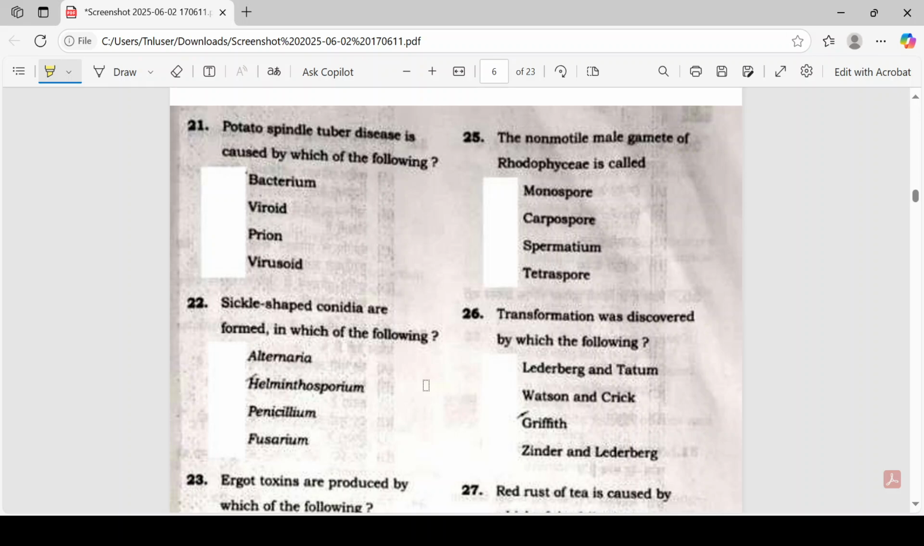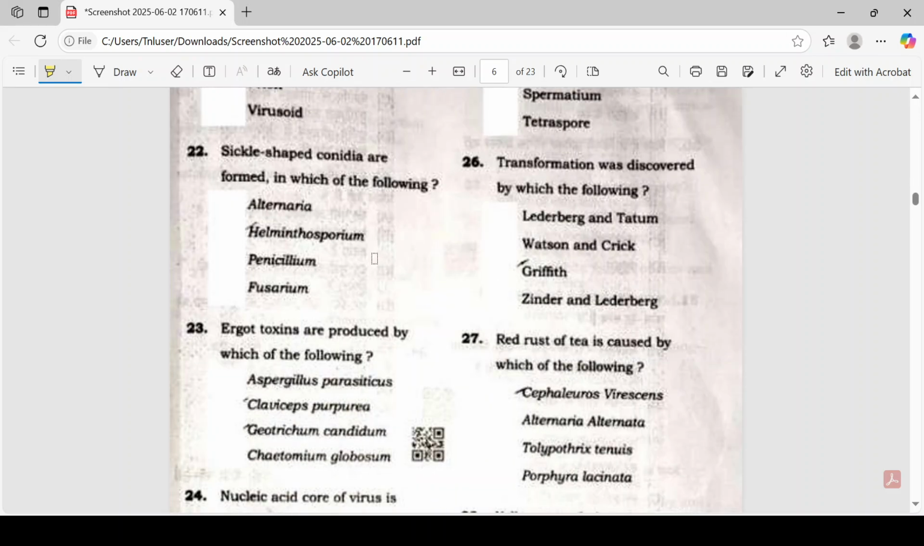Potato spindle tuber disease is caused by which of the following? So, the correct answer to this question will be viroid. Very, very important question. Sickle shaped conidia. The question is asking about sickle shaped conidia. So, sickle shaped conidia are formed in which of the following? So, the correct answer for this will be option number B, helminthosporium. Helminthosporium will be your correct answer.